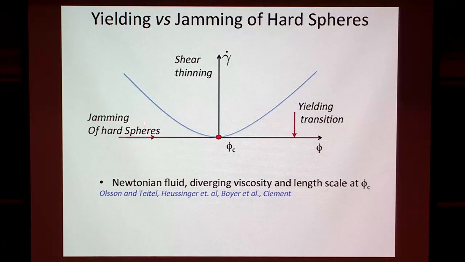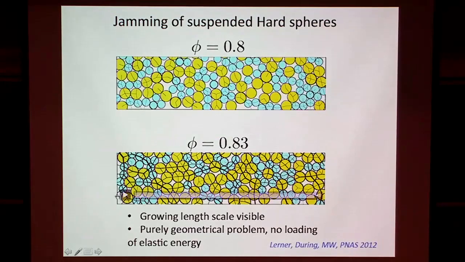For a suspension of hard particles, if you're non-Brownian, you can show, that's my comment to Eric, that essentially the rheology here is going to be purely Newtonian. But it's still interesting. What you find is that, for example, the viscosity actually explodes as you approach the jamming transition. And you also have a diverging length scale. I can just illustrate this with a movie.